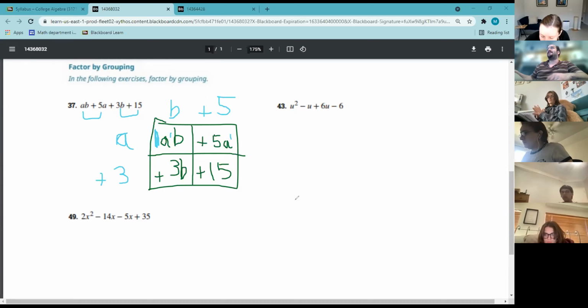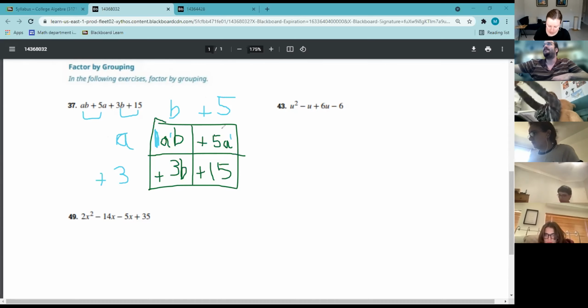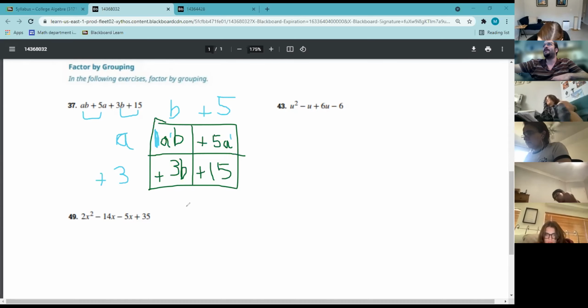And if you do the box method, there is a sort of way you can check it. A times B, does that give me AB? Plus 5 times A, does that give me 5A? Things should be multiplying to the things that are on the inside, right? So we got 4 different entries. 3B matches up. And then last but not least, 3 and 5 should give me 15.